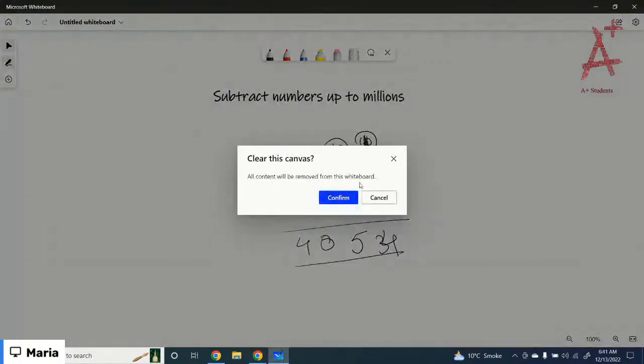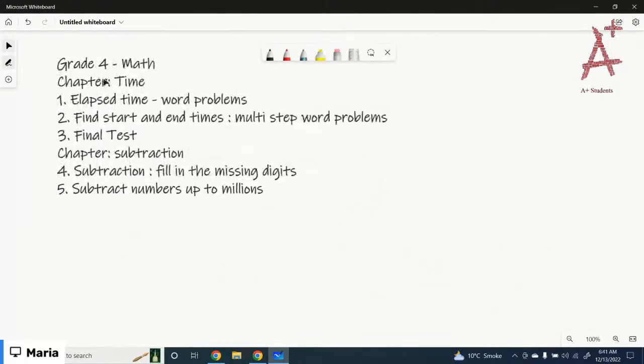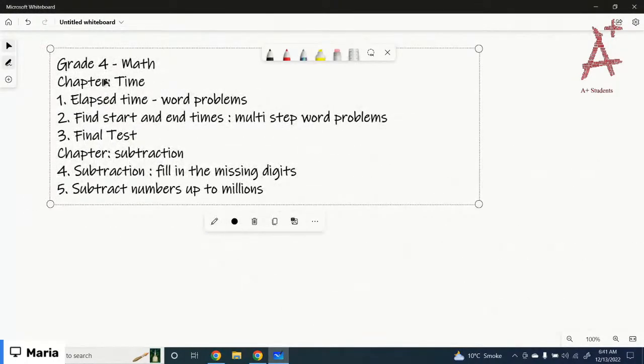So here is the list of the lessons we have covered today. We have started with the chapter time. The lessons we did are elapsed time word problems, find start and end times, multi-step word problems, the final test of the chapter. Then you started the new chapter, that is subtraction. Fill in the missing digits and subtract numbers up to millions.